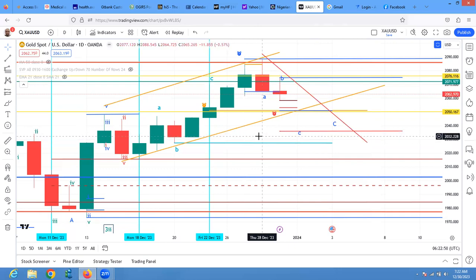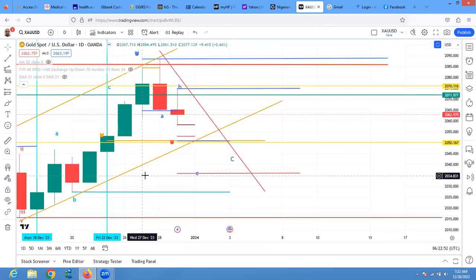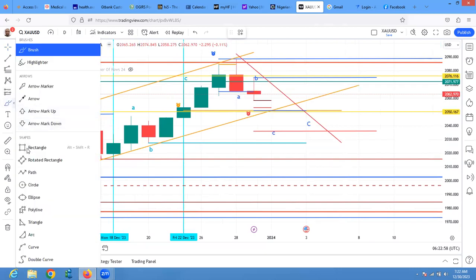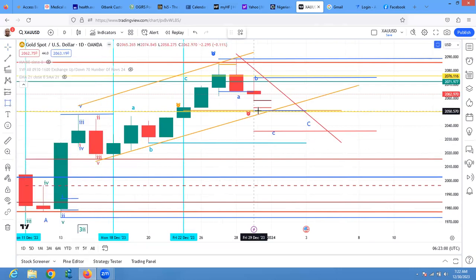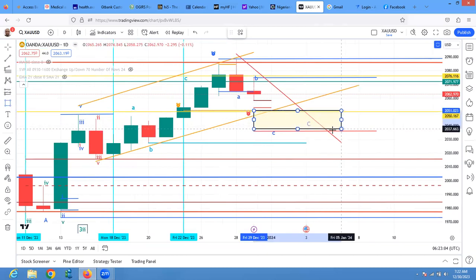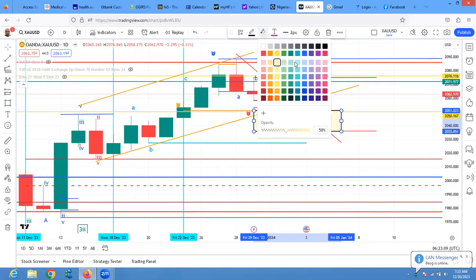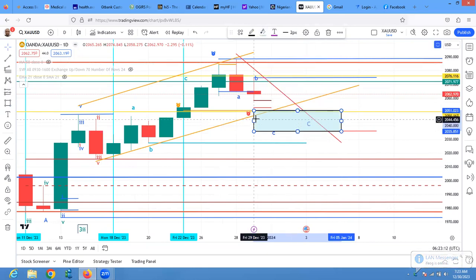So our blue box area now, it's going to look like this for gold. That's our blue box area now for gold. If the momentum and whatever is printing does not change, okay, if it does not change, that's the area we are looking to sell.